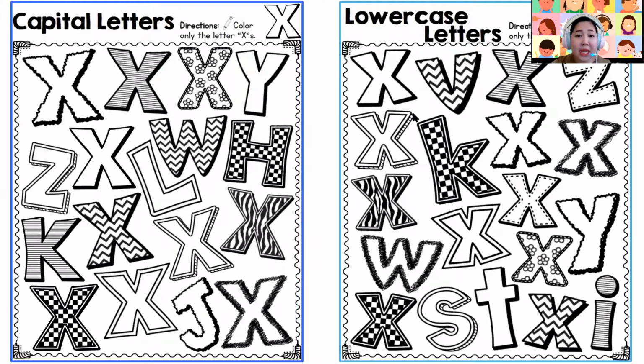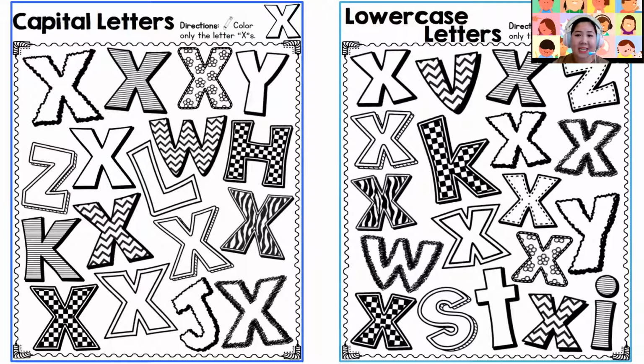Now, it will be your turn to work. So, you have your capital letter X and also your lowercase letter X. So, for the first worksheet, you have to color only your capital letter X, okay? Only the big letter X should be colored. And for the next worksheet, you have to color only the small letter X. So you can now pause the video and you can work. Don't forget to trace your name, okay?